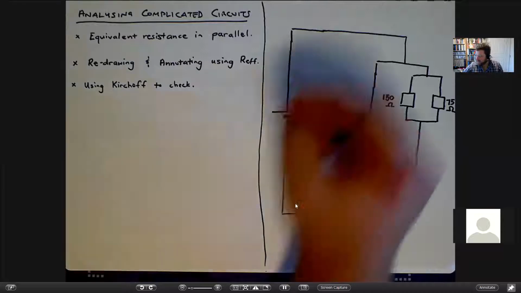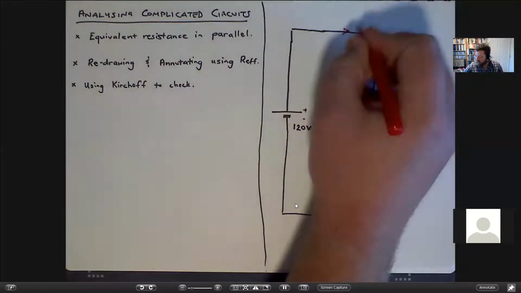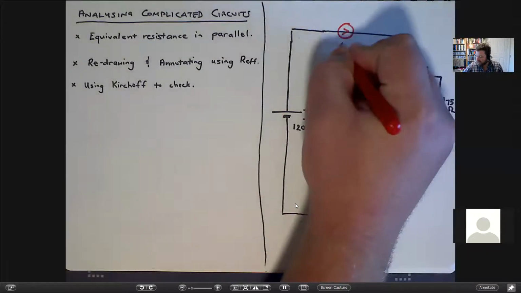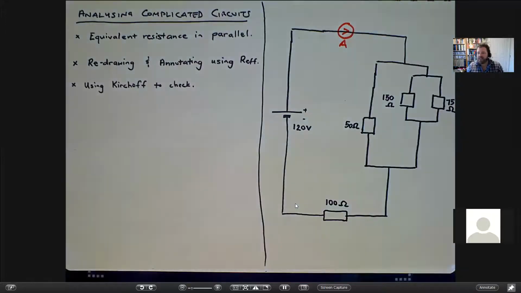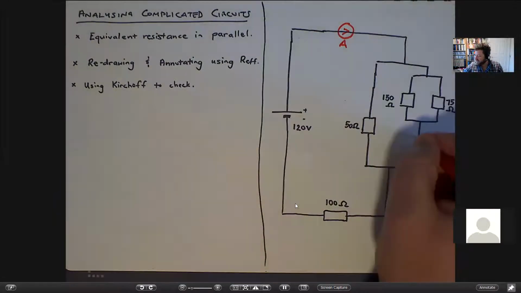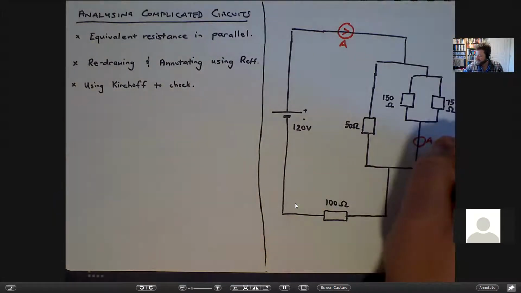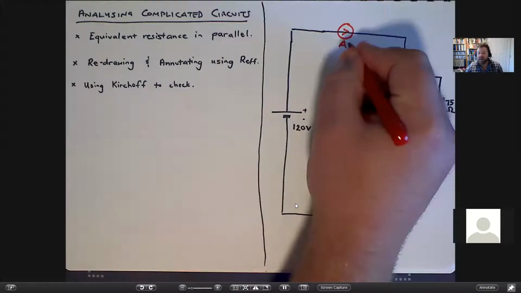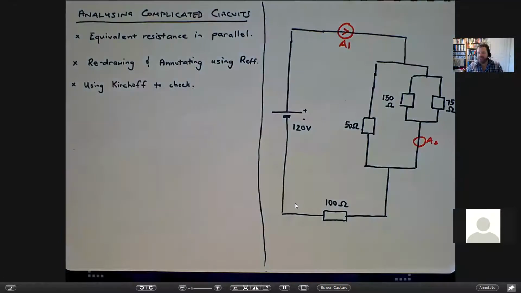So, for instance, I need you to be able to tell me, if I were to put an ammeter here, how much current it would measure, or if I put an ammeter literally anywhere else in the circuit. So, I don't know, here. Let's call that A2. This one can be A1. How much current would be there?